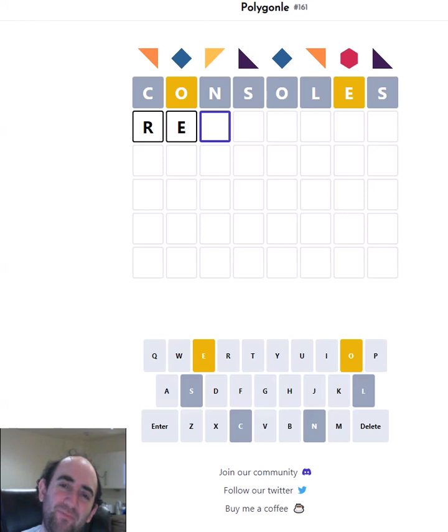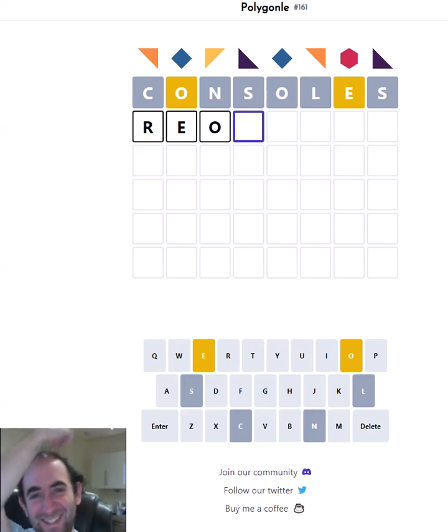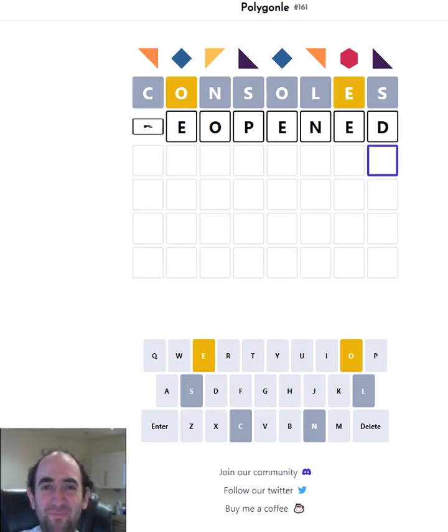I want to try a word that starts RE and then an O. But I'm not sure there is one that's 8 letters long. Reopened? I don't want to try so many E's. Oh, let's just try reopened.